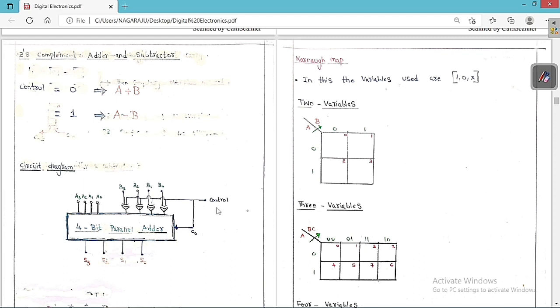Whenever the control signal is equal to 0, this circuit is going to do the addition of A plus B. If the control signal is equal to 1, it is going to do the subtraction process, A minus B.